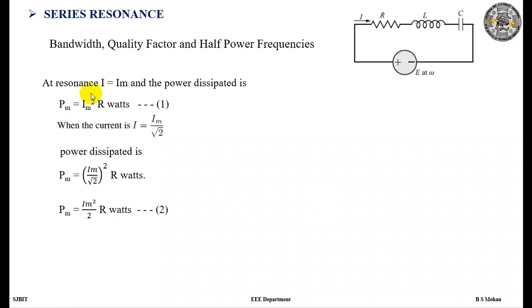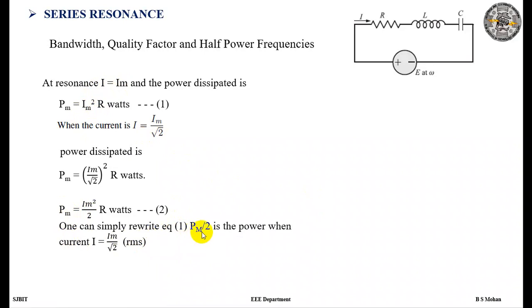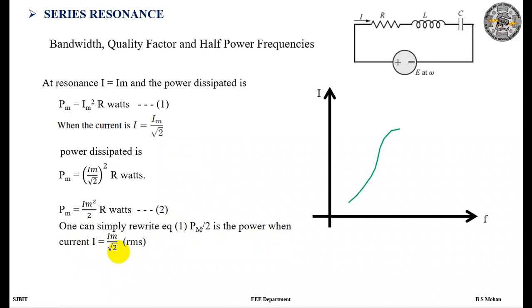I repeat, taking Im as the maximum current and converting it to its RMS value, we get equation 2, which is Pm by 2. So one can simply rewrite equation 1 as Pm by 2 is the power when the current I is equal to Im by root 2.